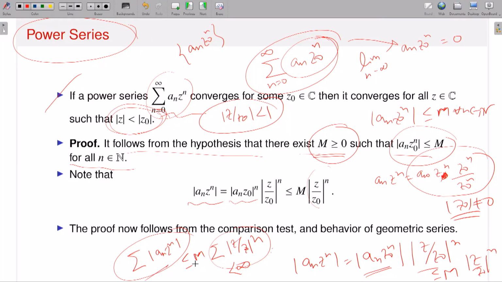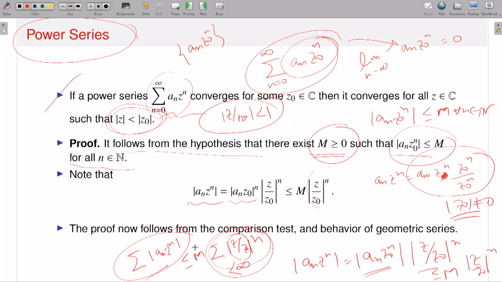So therefore this sum is dominated by M times this sum, and since z by z naught has absolute value strictly less than 1, this series actually converges, because it follows from the geometric series, right? If I have a sum over z to the n, if mod z is less than 1 this converges, and if mod z is greater than 1 it diverges. Since z by z naught is a single complex number whose mod is strictly less than 1, this is convergent, and since the right hand side converges, the left hand side converges. So therefore this is true.